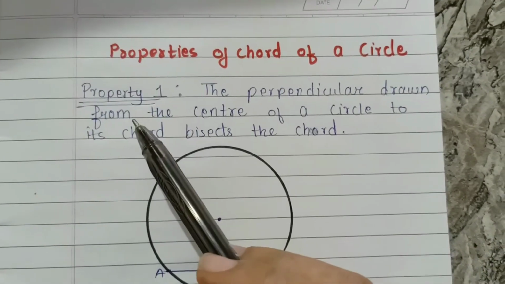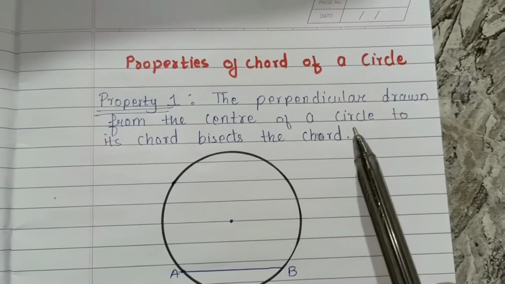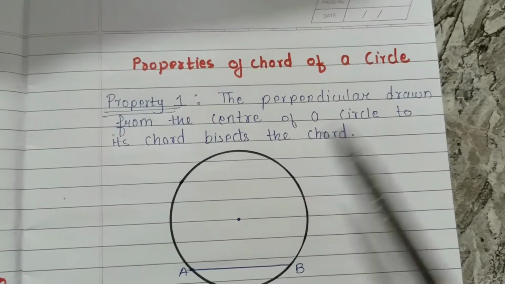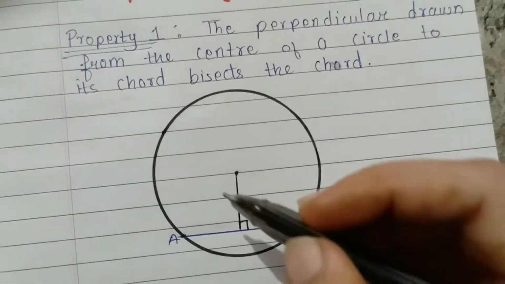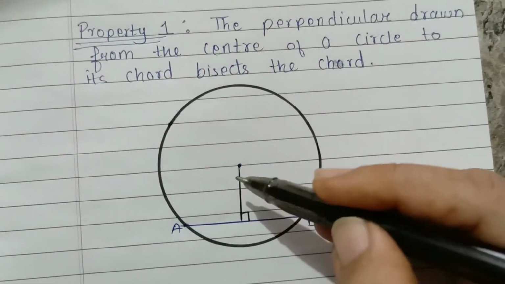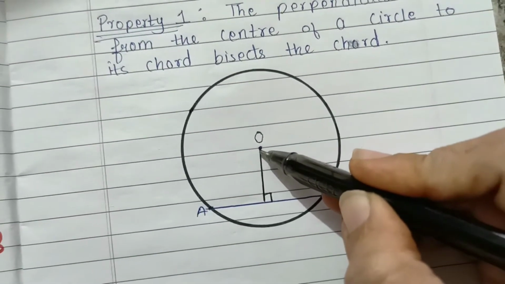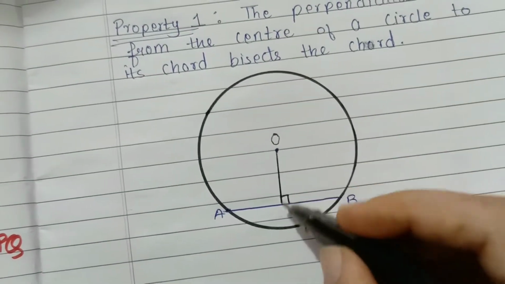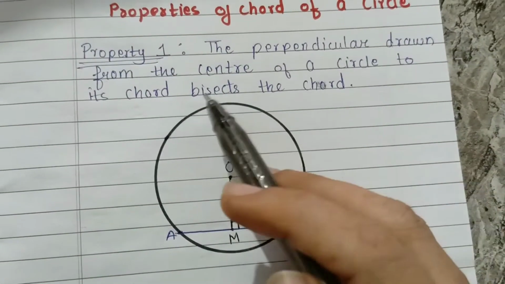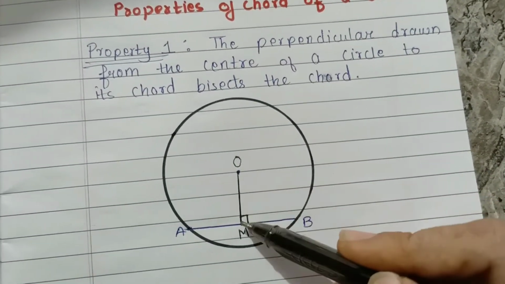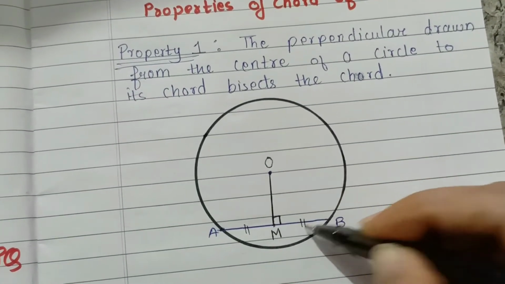Properties of a chord of a circle. We'll start with the first property. The perpendicular drawn from the center of a circle to its chord bisects the chord. According to this property, a perpendicular is drawn from the center. We'll name the center O, and the point where the perpendicular meets the chord we'll name M. If the perpendicular is drawn from the center of a circle to its chord, it bisects the chord, that means it divides the chord into two equal parts.